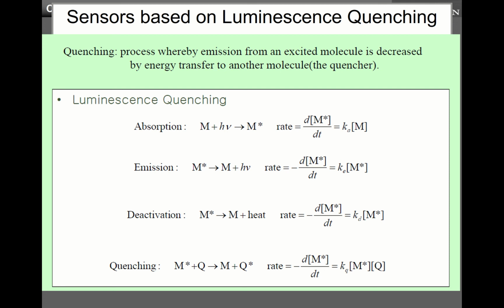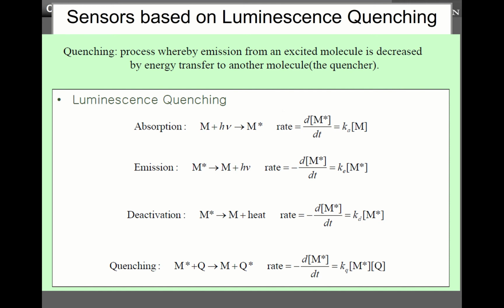Well, the final topic of this chapter is sensors based on luminescence quenching. Quenching means the process whereby emission from an excited molecule is decreased by energy transfer to another molecule. That molecule is called the quencher. Okay, let's develop the quenching equation.